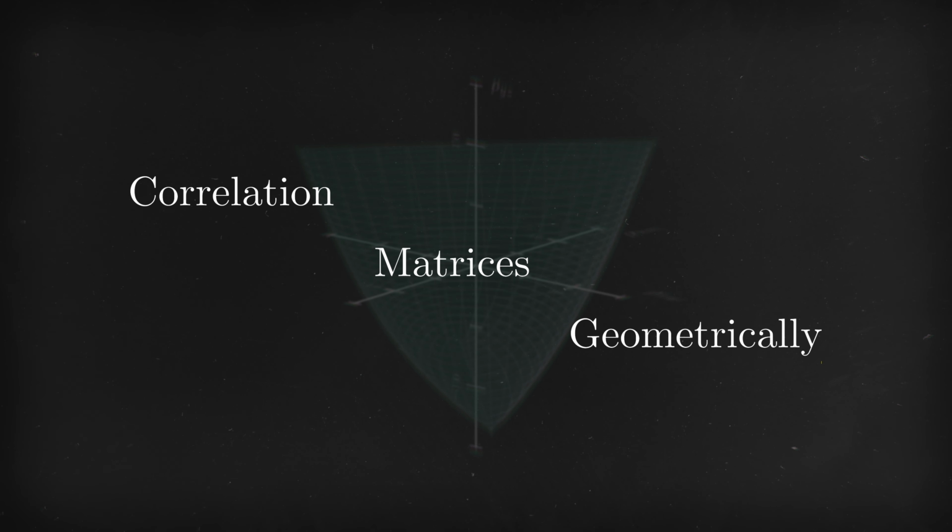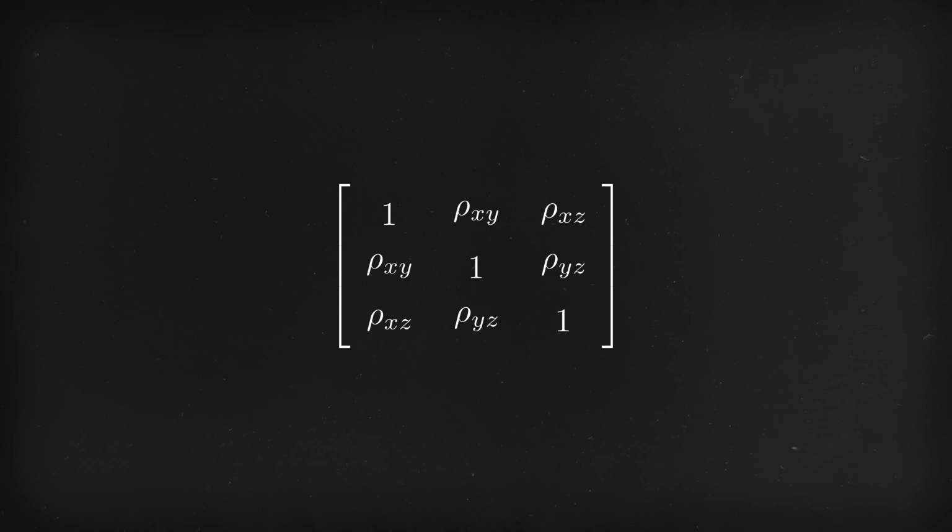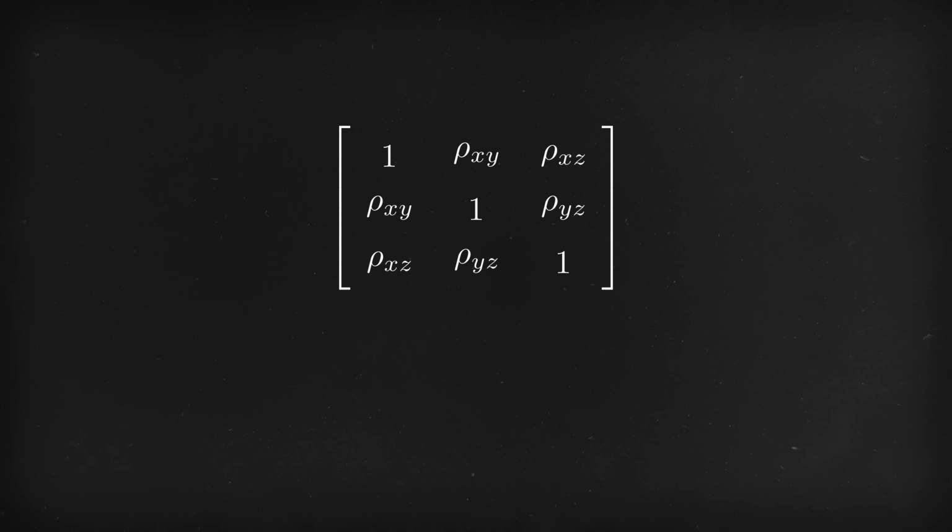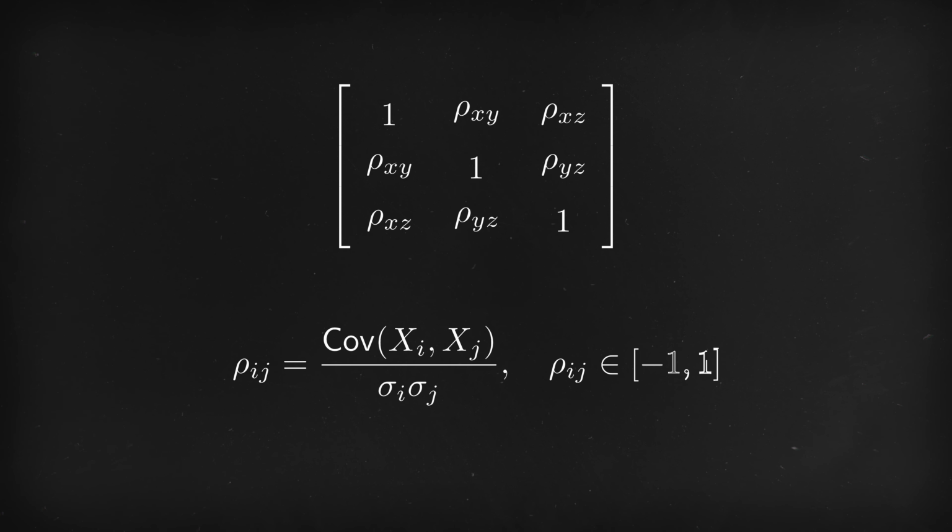We all know the correlation matrix from statistics or linear algebra, but have you considered what happens when you plot these matrices in space? Each entry in a correlation matrix ranges from -1 to 1 and quantifies the linear relationship between two variables.